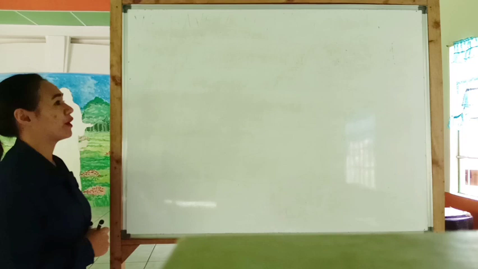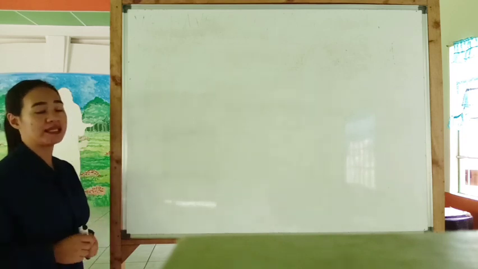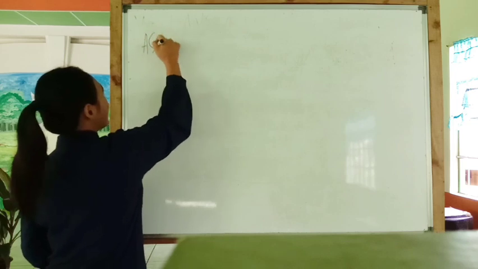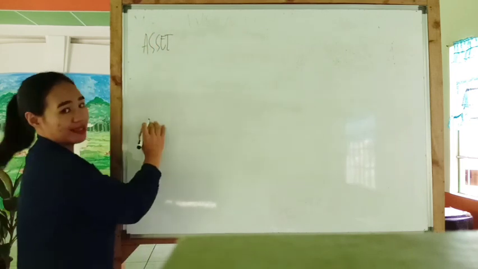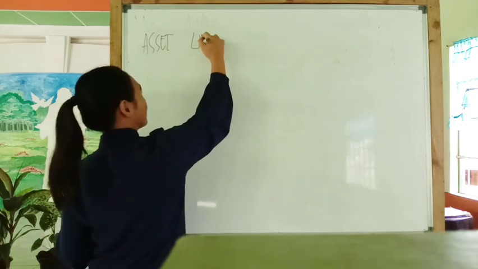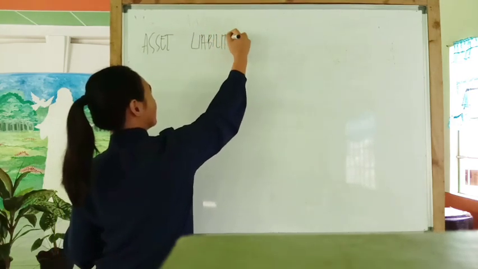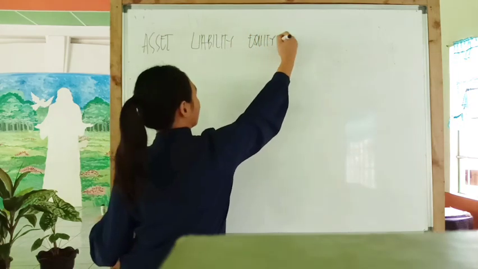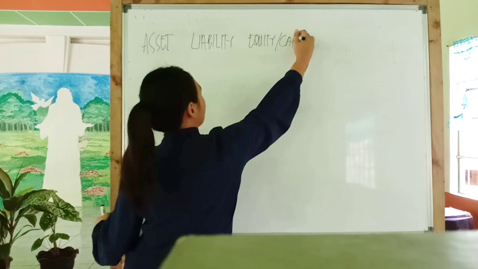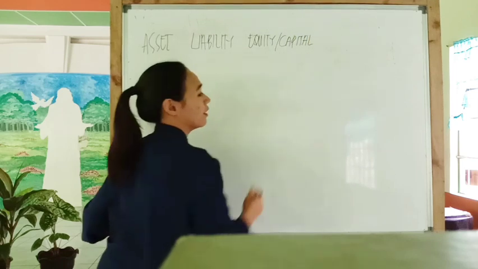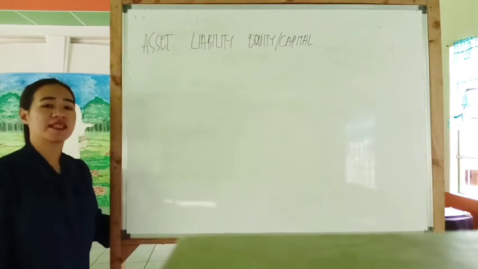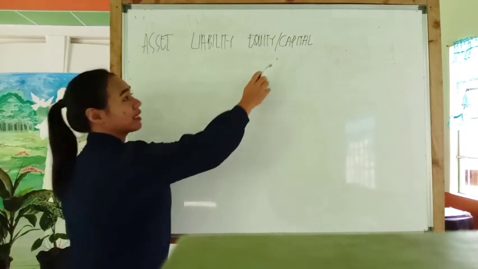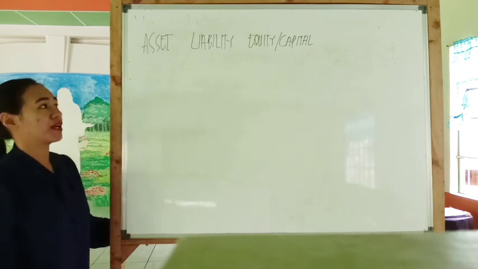We have said before that there are 3 main elements of your financial statement. That is your asset, and then your liability, and then your equity or capital. So later on sa mga problems natin or later on in your higher accounting, you will be encountering the word capital. That is the same with your equity.